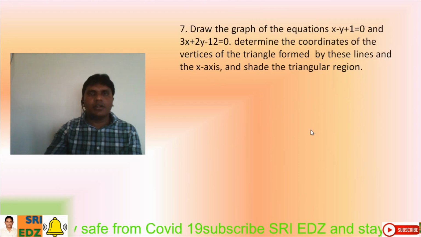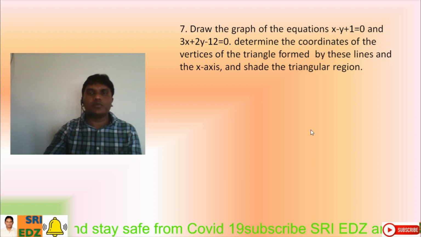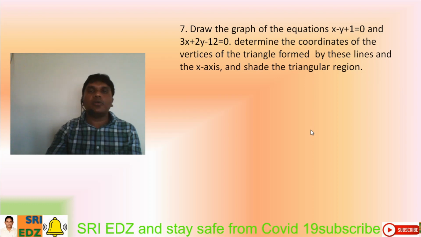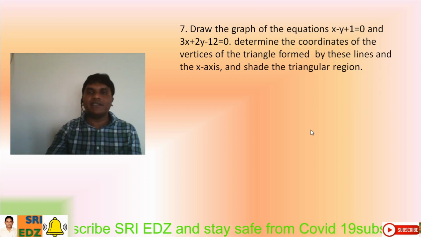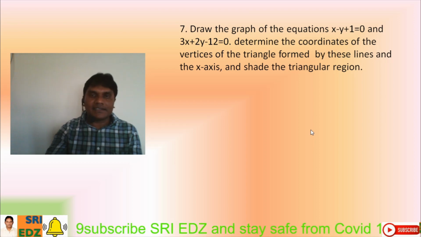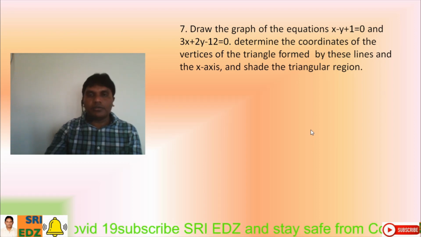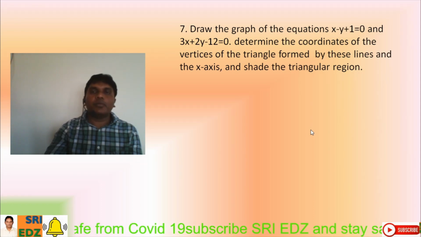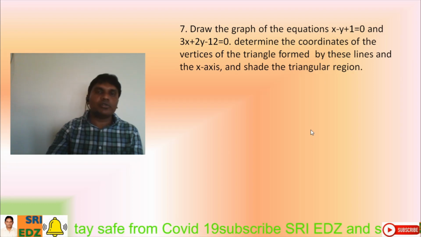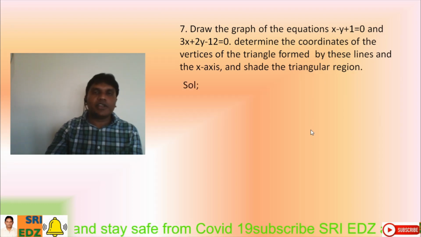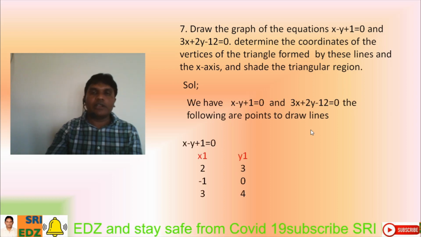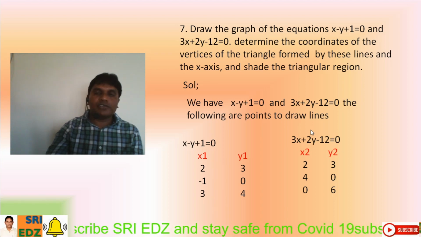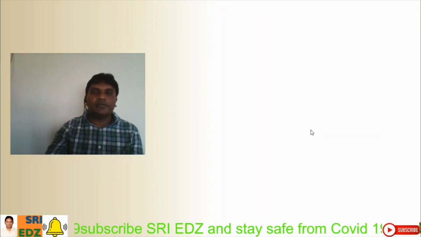Draw the graph of the equations x minus y plus 1 equal to 0 and 3x plus 2y minus 12 equal to 0. Determine the coordinates of the vertices of the triangle formed by these lines and the x-axis. Shade the triangular region. So it's very easy. First we'll find the points for x minus y plus 1 equal to 0, and the same for 3x plus 2y minus 12 equal to 0. We'll take x values and get y values, and for both the equations the lines will be drawn.